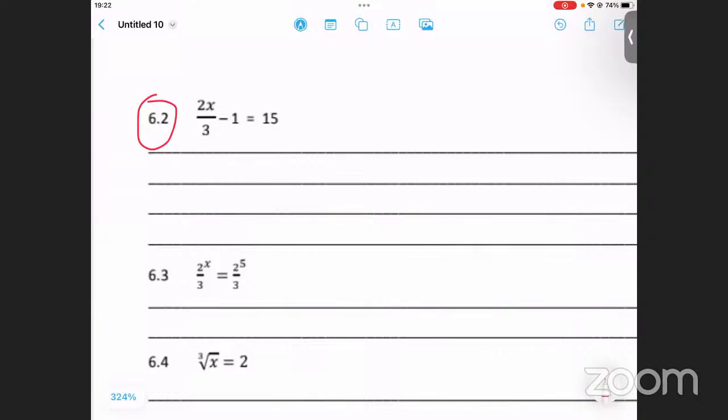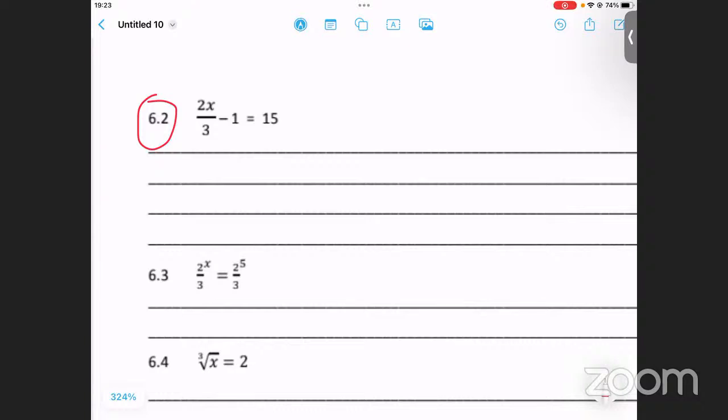Ma'am, mine is wrong because I started by multiplying the 3 with -1. And then, ma'am, I took it over to the other side, and then it became +3. So it became 18. And then when I divided 18 by 2, that gave me 9. So it was wrong. Okay, so what you were supposed to do is multiply everything with 3.